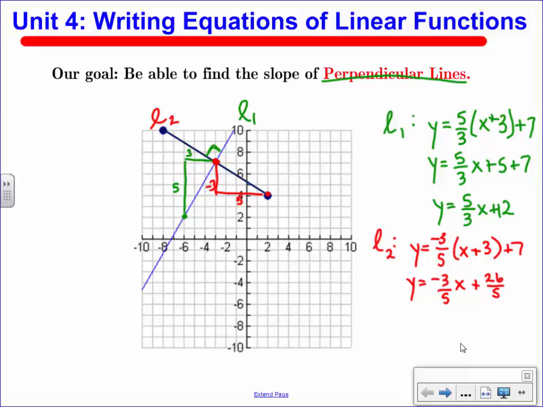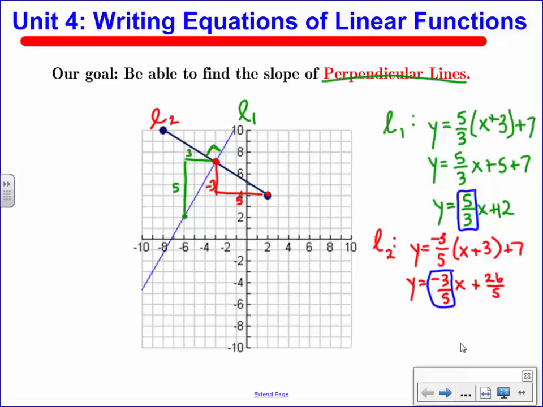Now, if I look at these two equations, I'm looking for some kind of relationship that I can talk about as to why these might be perpendicular. If I look closely, I notice that the slopes both have a 5 and a 3, but they seem to be flipped, and one seems to be positive and one seems to be negative. And so that is how our perpendicular lines are related.